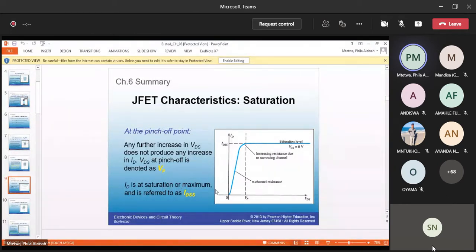I did mention that one of the differences between a BJT and a field effect transistor is that, remember, IC for BJTs is given by beta IB. So there's a linear relationship between your controlling variable and the controlled variable. Whereas with field effect transistors, ID is given by IDSS times (1 minus VGS over VP) all squared. So your IDSS is nothing else but ID at saturation.